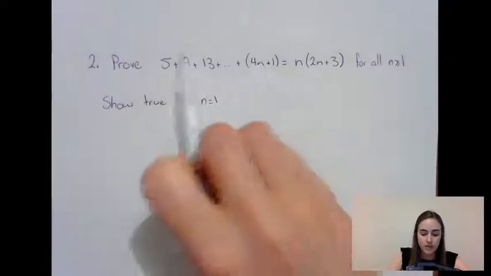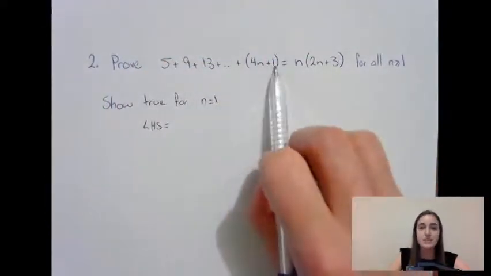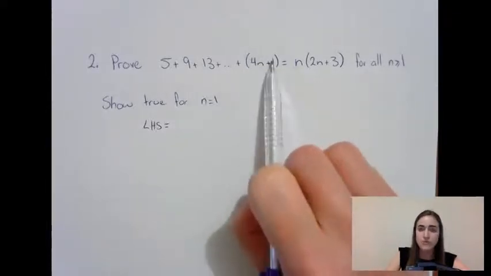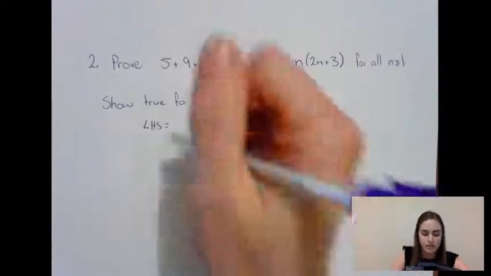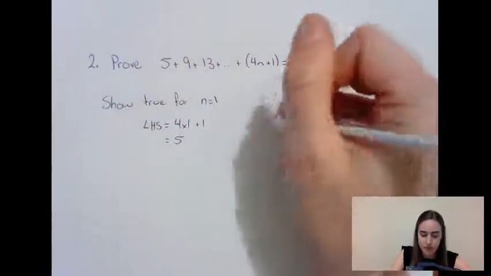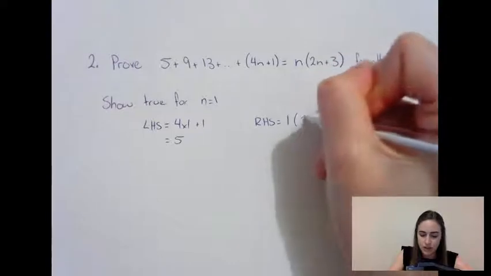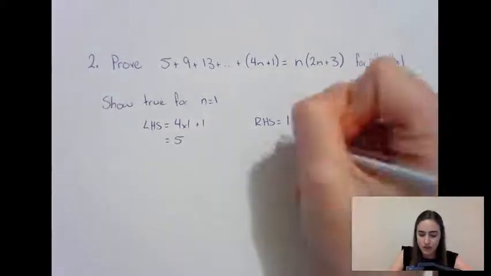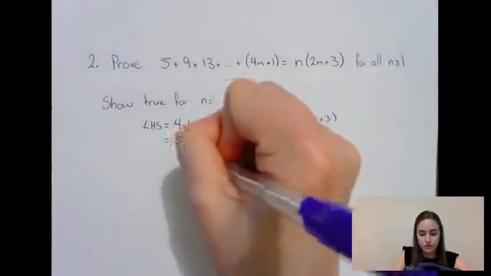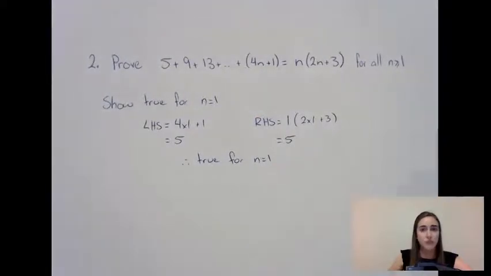So if we were to look at the left-hand side of the equation, when we substitute 1 into here, we're going to get 4 times 1, which is 4, plus 1. So this will give us 5, which again is just the first term in our series. So 4 times 1 plus 1 is 5. And if we substitute into the right-hand side, we're going to have 1 outside of 2 times 1 plus 3, which will also simplify down to 5. So we can write therefore true for n equals 1. So it's the first step in our proof.